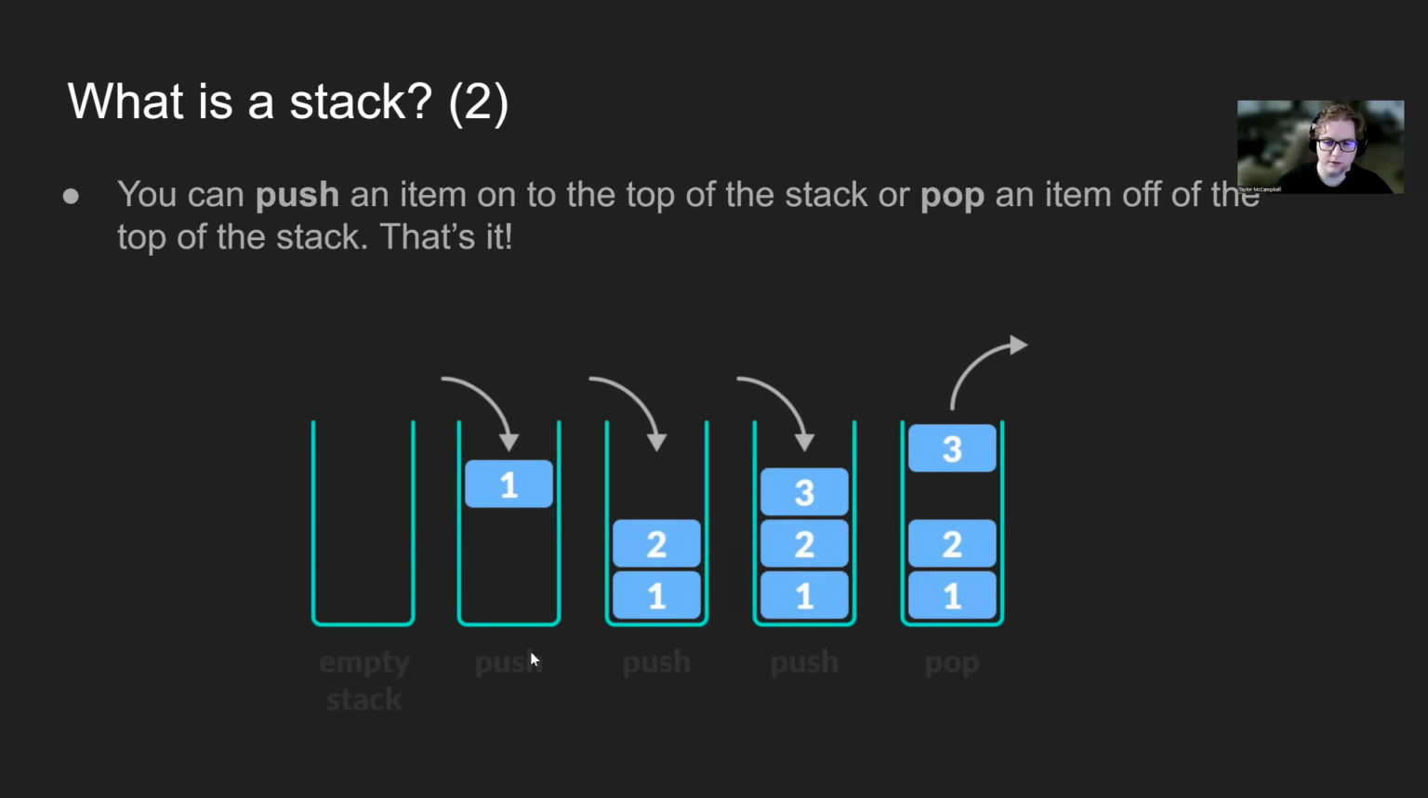So we push a 1, then we push a 2, and then we push a 3. And now in this one right here, it says 3, 2, 1. The only operation we can do, we can't touch 1 or 2. The only thing we can do is pop 3 off or push something else on. So what we do is we pop 3 off. So there's the two operations you can do on a basic stack.